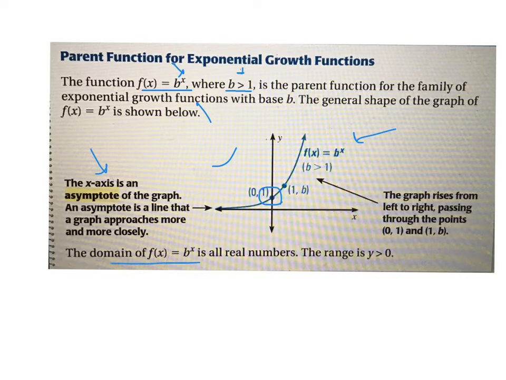The domain all day is going to be all reals because your graph is going left and right forever. Your range on the parent one is going to be y is greater than 0 because the whole graph is above the x-axis. So that's an important slide. You got a lot of info on there, and those statements are going to be true all day.